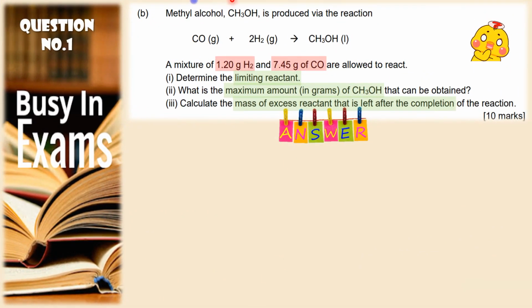Alright, so next, for B, the mass of both reactants is given, and you have to calculate the limiting reactant and the maximum amount in gram of product formed, and then the mass of excess reactant that is left after the completion. Right, so this is the hint. When the question gives you data for both reactants, it means the question must be related to the limiting reactant.